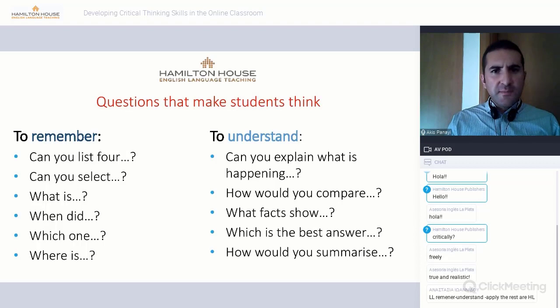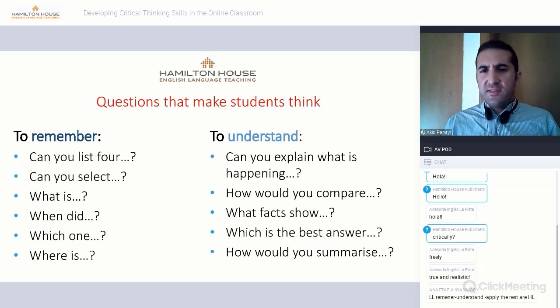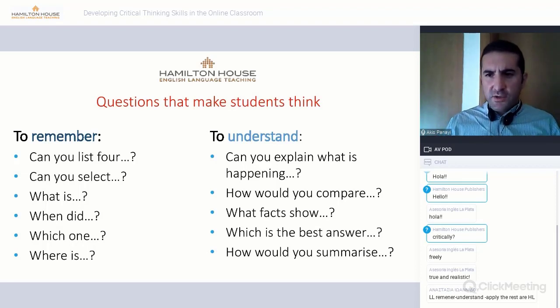Now, let's look at some questions that we can raise in the classroom to make students think. Some questions that we use to help students and to check if they remember the information, which is the first step of the learning objectives. Can you list 3 or 4? Can you select what is, when did, which one, where is? Mostly WH questions. Same with when checking understanding. Can you explain what is happening? How would you compare? What facts show? Which is the best answer? And how would you summarize? And so many more questions that I'm sure you already ask your students in the classroom.